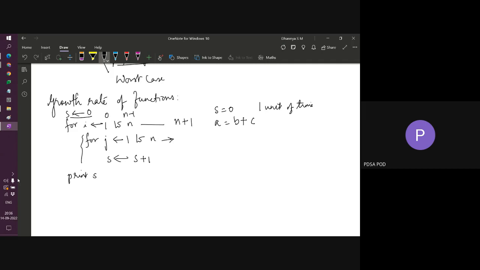And here it runs for how many times? It comes inside only for 0 to n minus 1, right? So this is n. That is the n here, multiplied by this for loop which also has its own n plus 1. And this is again a constant, which I mentioned here. This also takes 1 unit of time. So what is the total? As I said, this takes 1 unit of time. This takes 1. This takes 1.